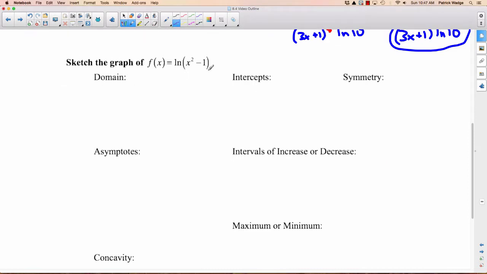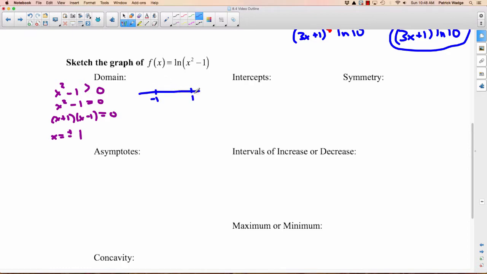Domain. Well, remember the argument, the x squared minus 1, has to be greater than 0. So the way I solve quadratics is I temporarily make it equal to 0. Solve that. So you'd have x plus 1, x minus 1, if I factor, is equal to 0. So x is equal to plus or minus 1. So on a wiggle graph, if I put negative 1 and 1, we'll now try some points back in the original here. If I put 0 in there, I get 0.